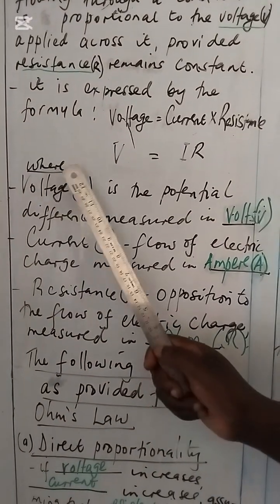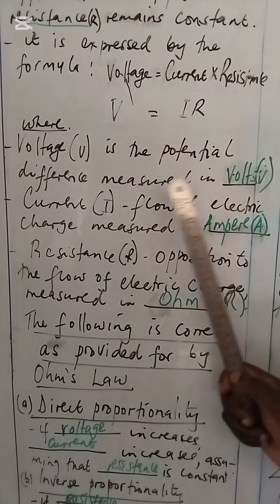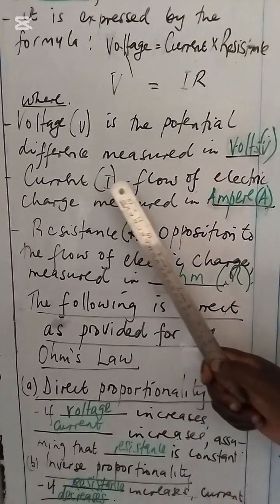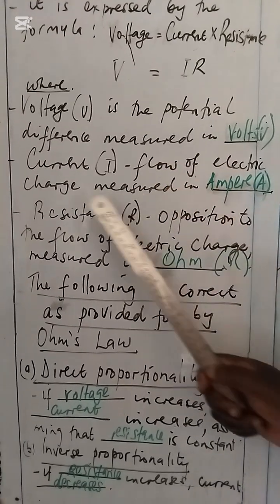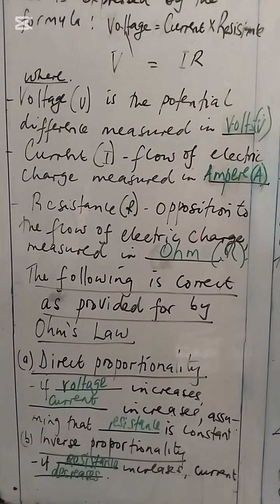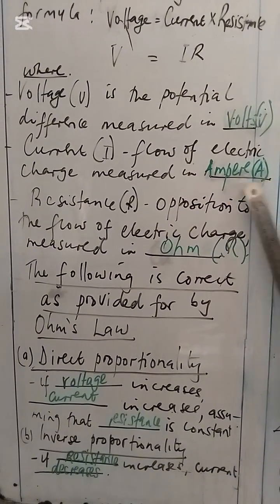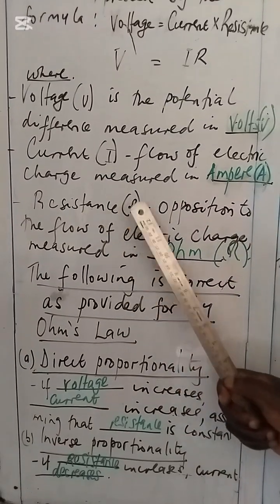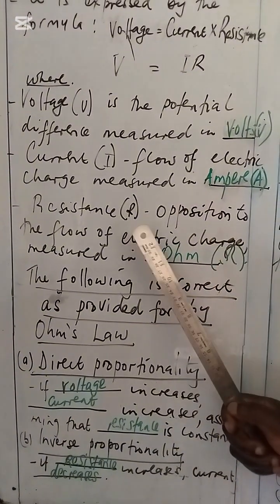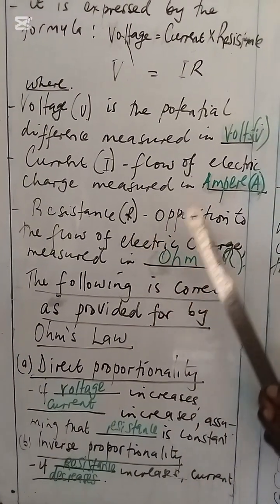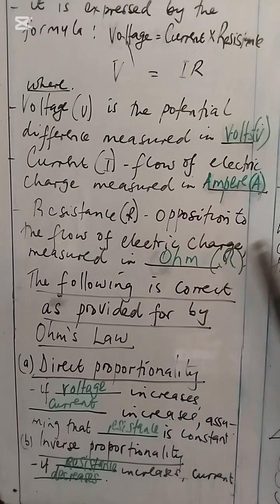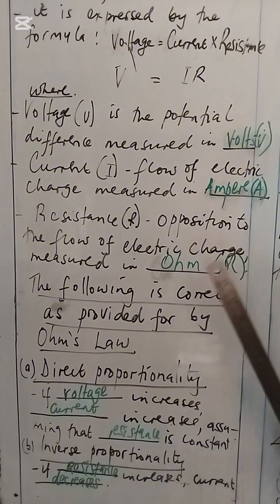Then where voltage is the potential difference, or PD, measured in volts, current is the flow of electric charge, remember that, which is measured in amperes, capital letter A as the abbreviation for ampere. Then resistance, which is the opposition to the flow of electric charge, is measured in ohms. Every electrical gadget resists or opposes the flow of electric current, and the SI unit is an ohm.